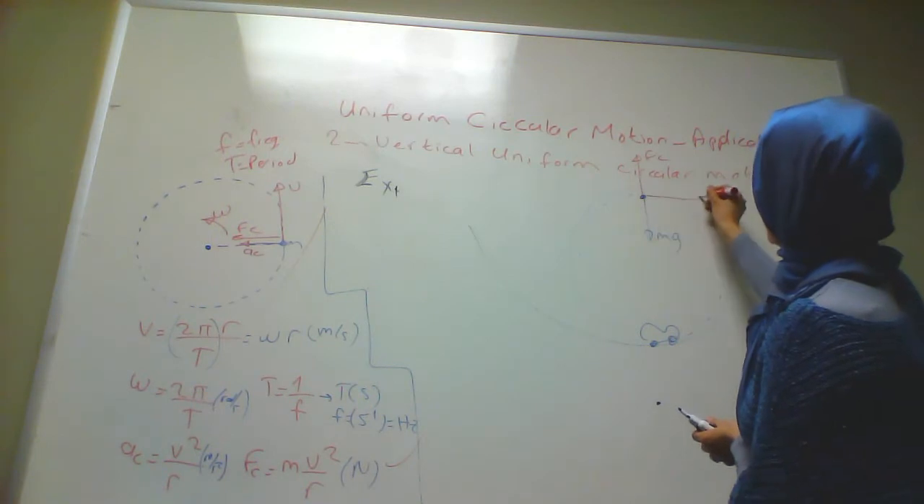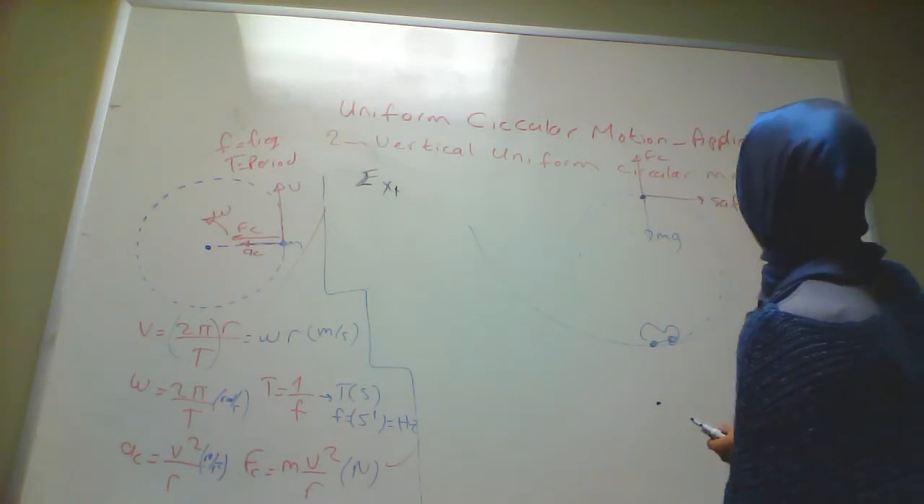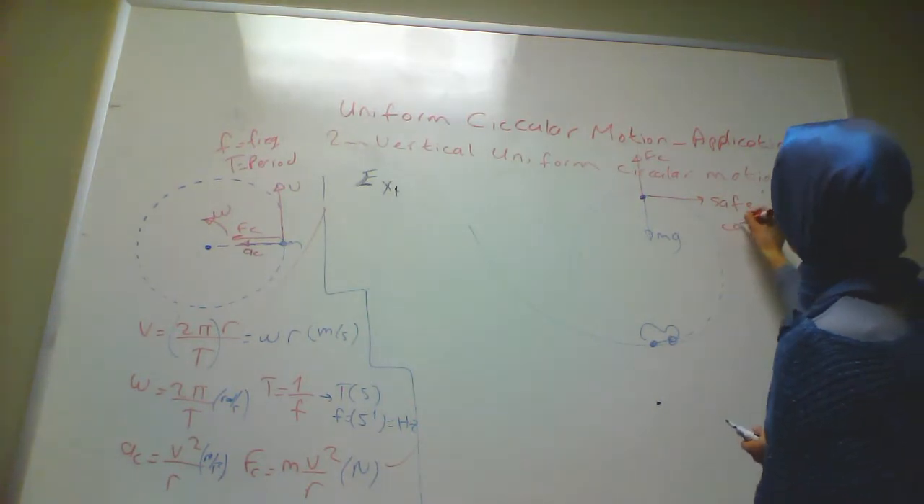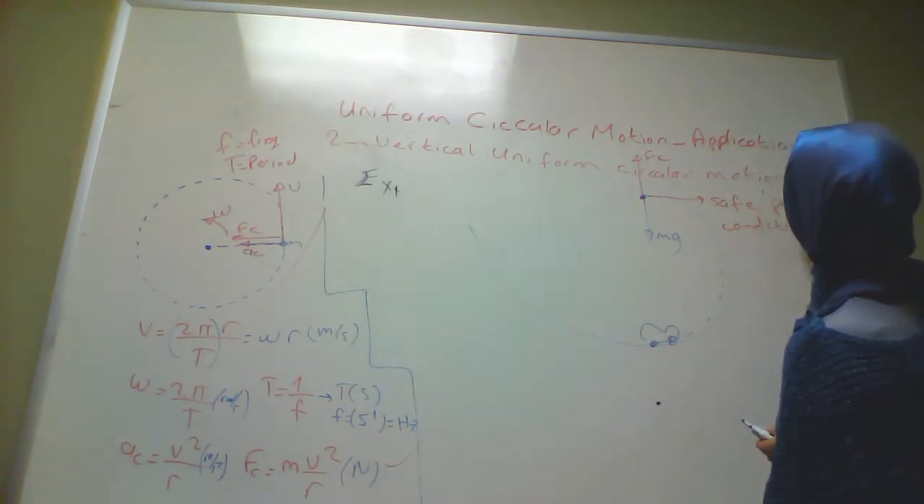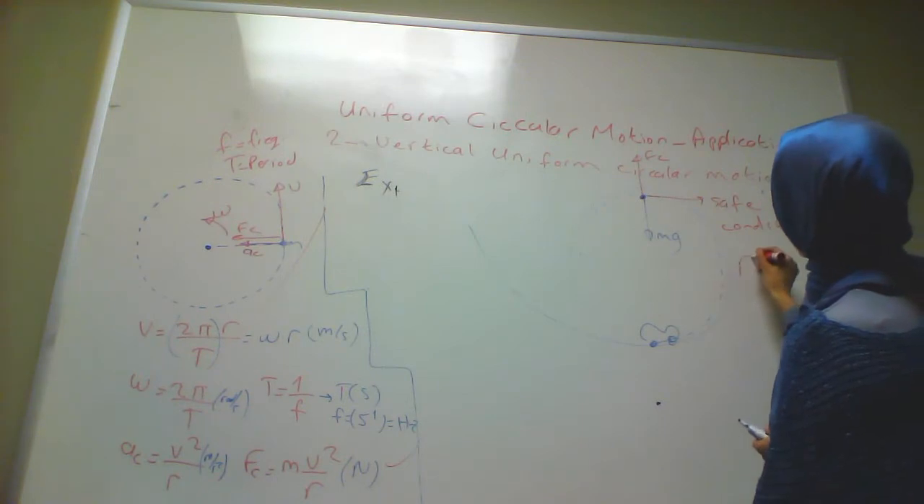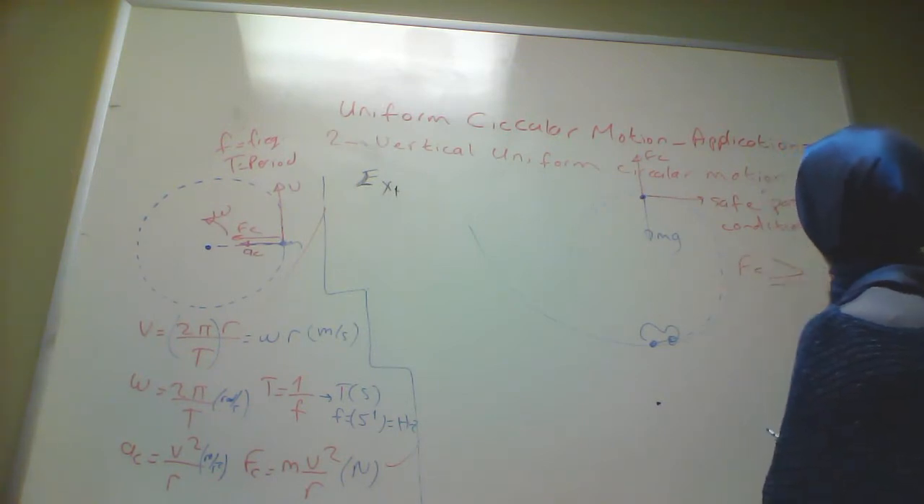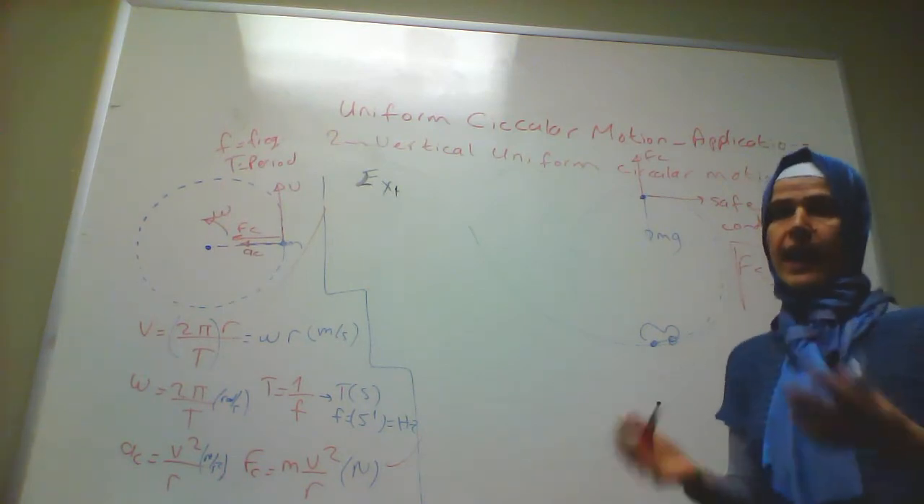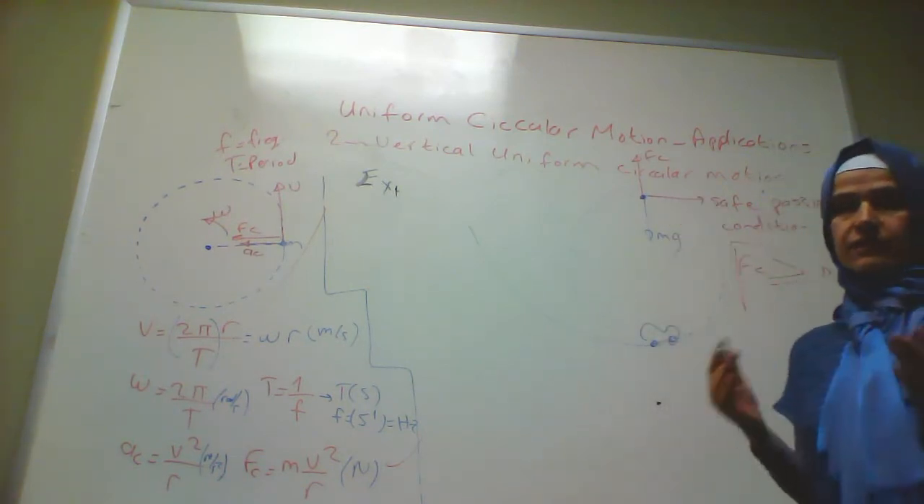So at this point, for the safe passing condition, Fc is at least equal to or larger than mg. So if you're asked the question, if they are safely passing from this position, what is the velocity?